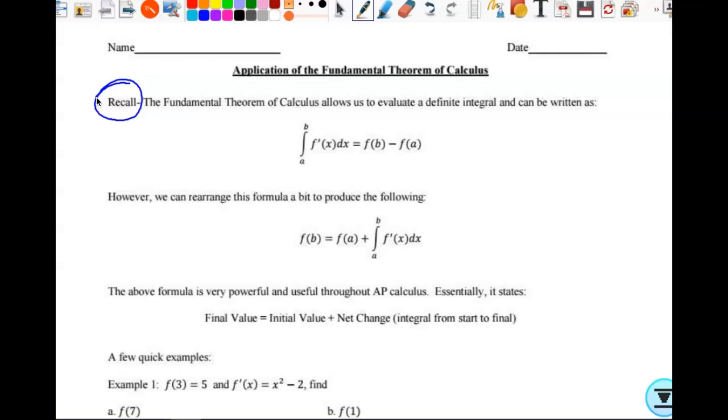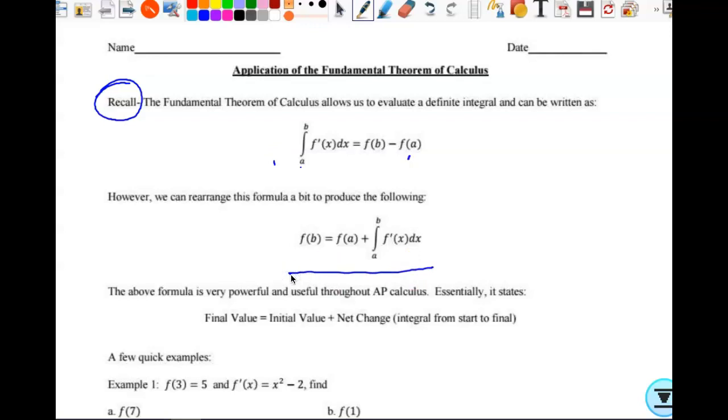So we use that. That's one way you can always set it up to make sure you add and subtract correctly, but make sure you're paying attention to what the question is asking, because it says, however, we can rearrange. So notice if I just add f of a to both sides, I end up with this. Would you agree with that?